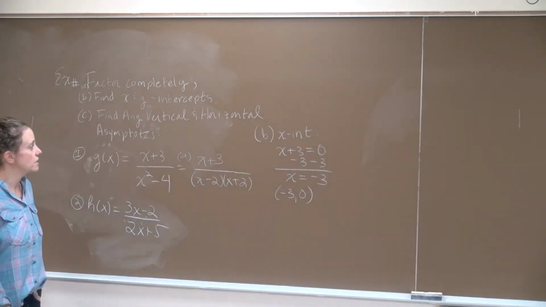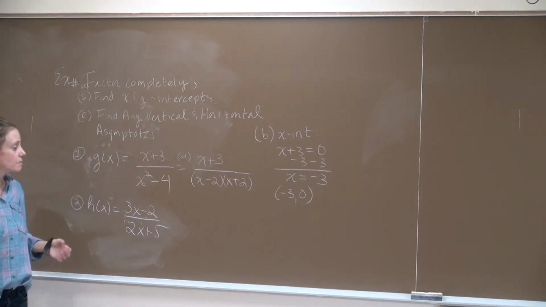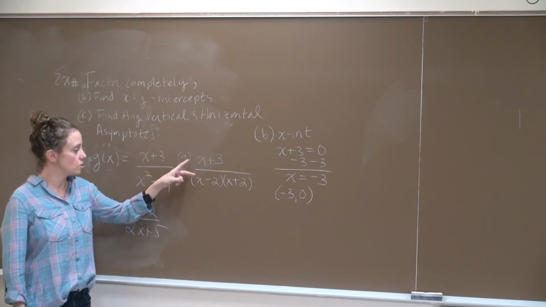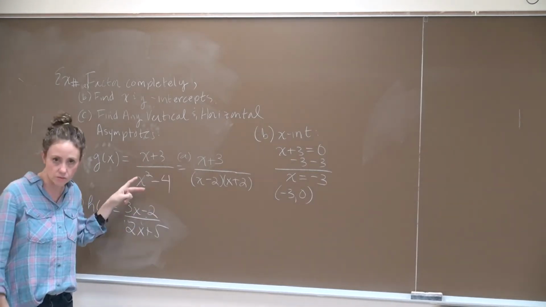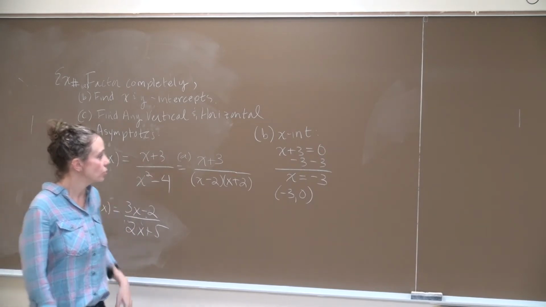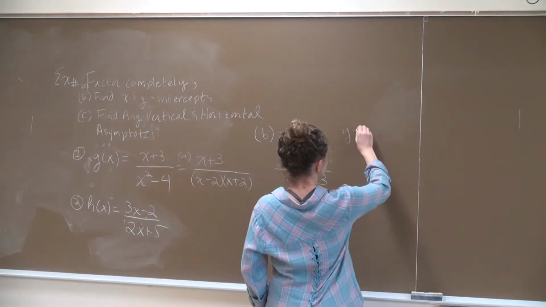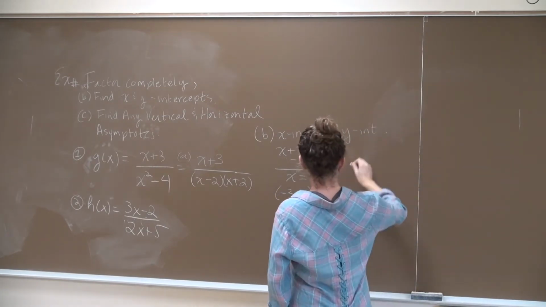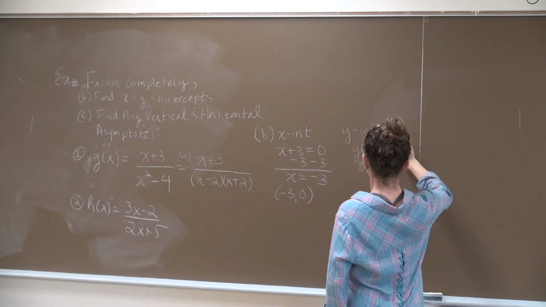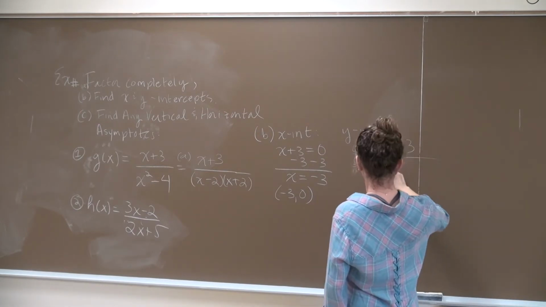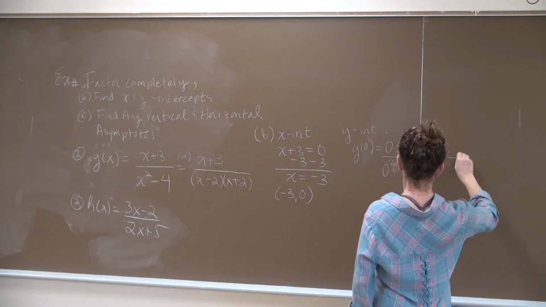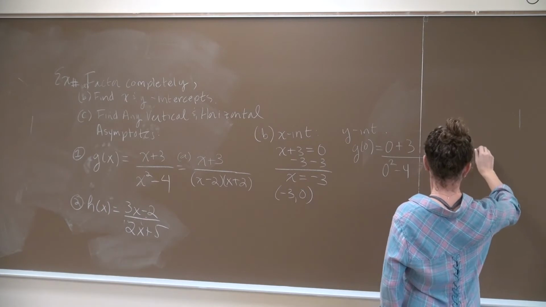So there's the x-intercept. Now the definition of the y-intercept, we're going to substitute 0 in every time we see an x. And you can substitute it into the factored version, into the unfactored version. The answer is going to be the same. It's just easier to start with the unfactored version. So in order for us to find the y-intercept, let's substitute in 0 every time we see an x. So I have g of 0 equals 0 plus 3 divided by 0 squared minus 4, which is the same thing as saying 3 over -4 or -3/4.